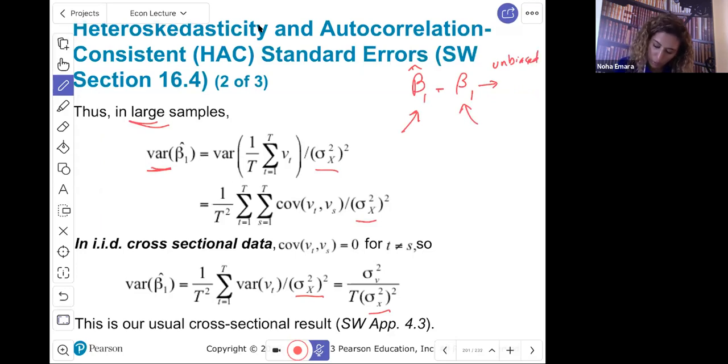But if I'm talking about a large sample, then I'm talking about consistency. So consistency is like a larger picture that includes unbiasedness. If I'm saying that a coefficient is consistent, it means that in a large sample, if you increase the sample size, you would be able to get this coefficient close to the population coefficient with high probability. Again, refer to the first week or the second week for a definition of consistency. So let's focus on the upper part.